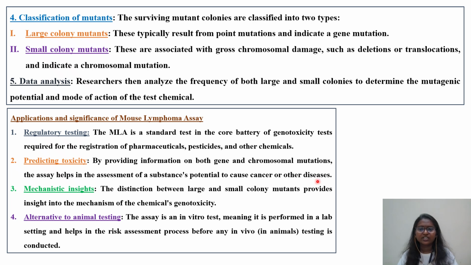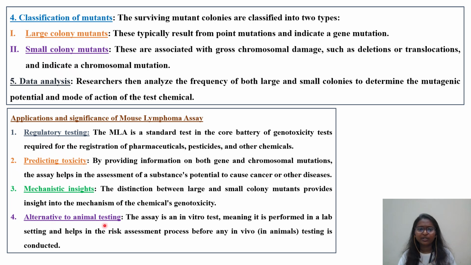Okay, so once there is damage to DNA, there is a potential for that chemical to cause cancer. Mechanistic insights: the distinction between the large and small colony mutants provides insight into the mechanism of the chemical's genotoxicity. Unlike other assays, this is able to detect at both the chromosomal aberration level as well as the point mutation level, because of which it is able to identify both large colony mutants as well as small colony mutants. So this helps us better understand the mechanism of how the chemical is causing the particular genotoxicity.